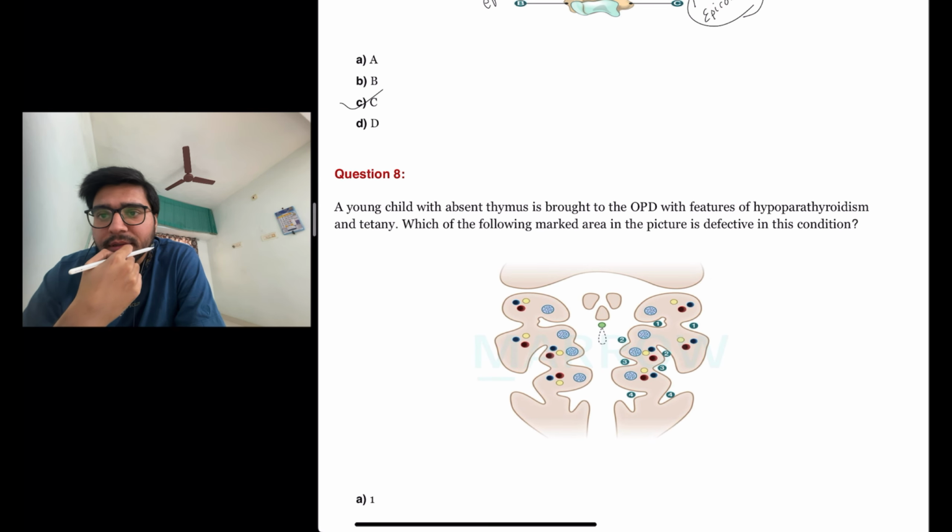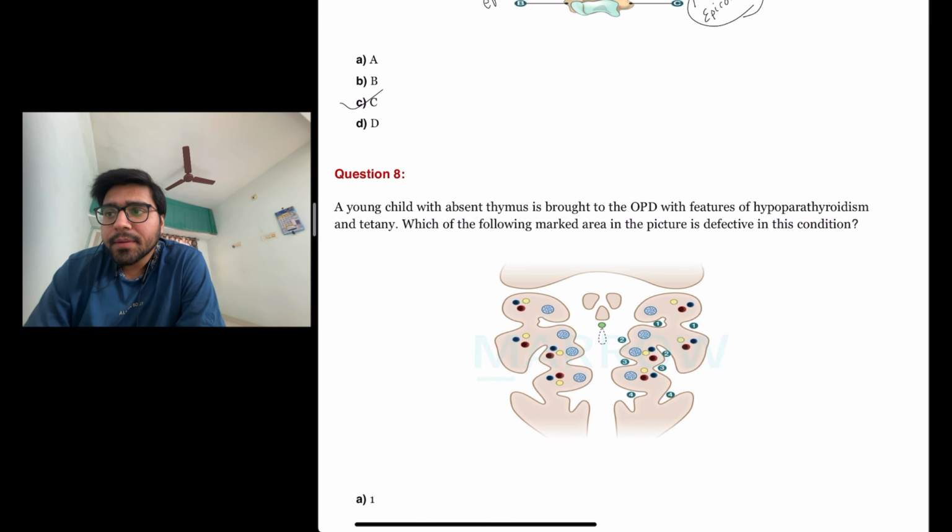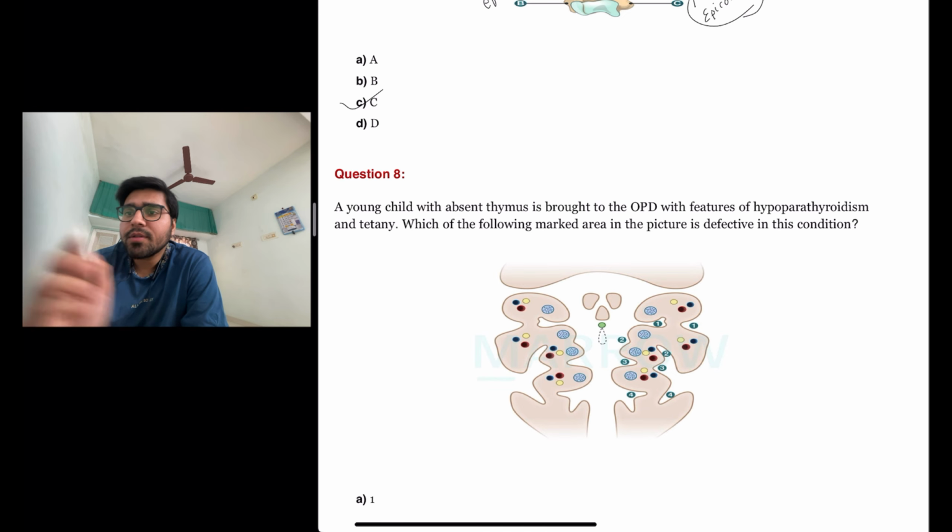The next question is: a young child with absent thymus is brought to the OPD with features of hypoparathyroidism and tetany. Which of the following marked areas in the picture is defective in this condition? So there is a clinical scenario suggestive of absent thymus, hypoparathyroidism, and tetany.